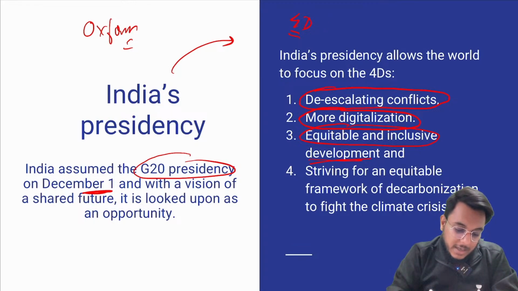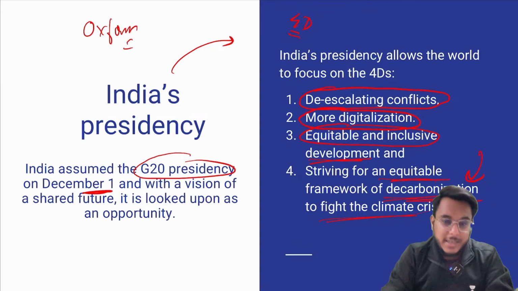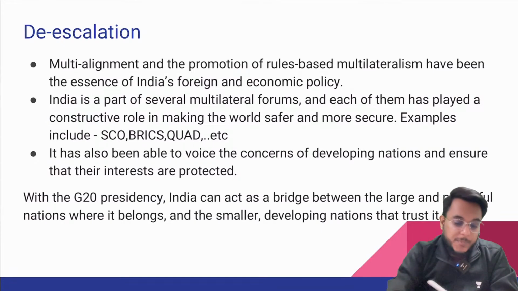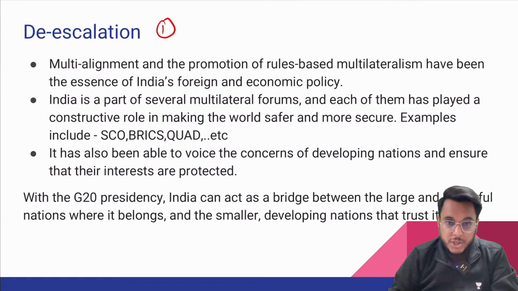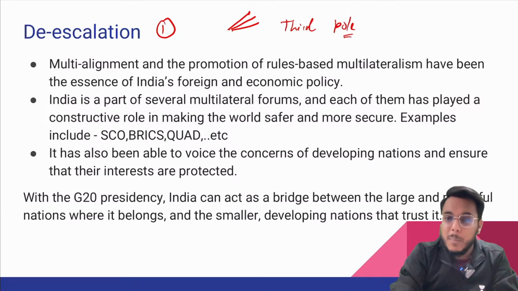Fine. Then the fourth D is striving for an equitable framework for decarbonization to fight the climate crisis. So these are the 4 Ds that India is going to focus upon. Now moving on, let's take them one by one. So first is de-escalation. So de-escalation means how India can act as a third pole, by which de-escalation can be brought.